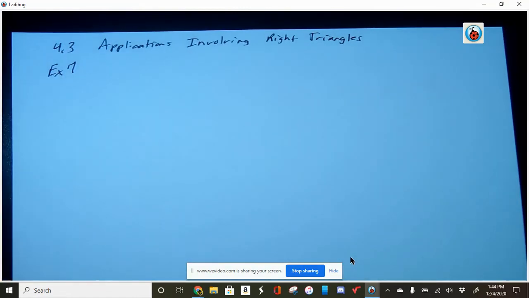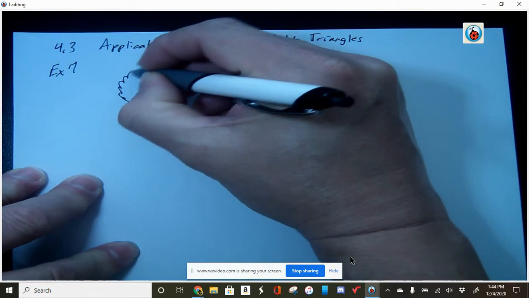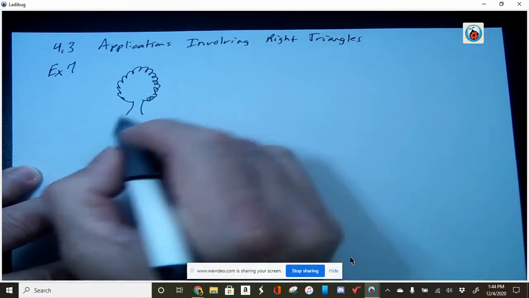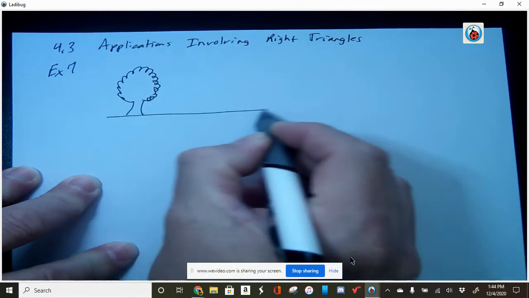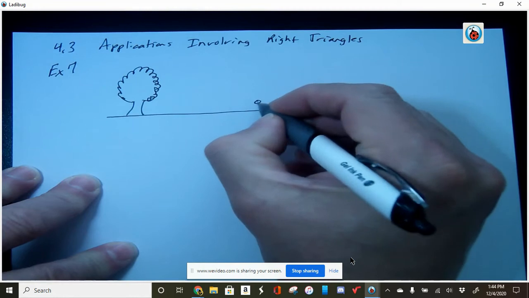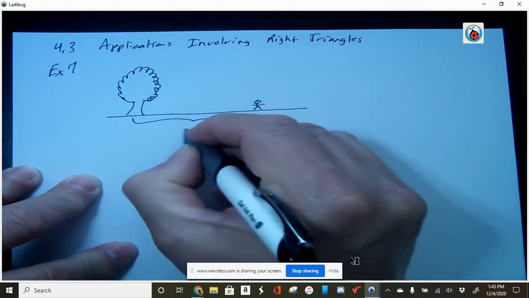Example number 7 is this. A surveyor is standing 50 feet from the base of a large tree. So let me draw a tree out, and my apologies here, but my artistic skills aren't really that great. So let's call that a tree, and a surveyor standing 50 feet from that tree. So here's your surveyor right here, 50 feet away.